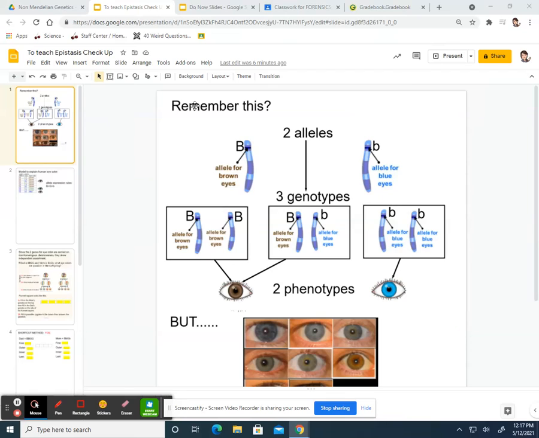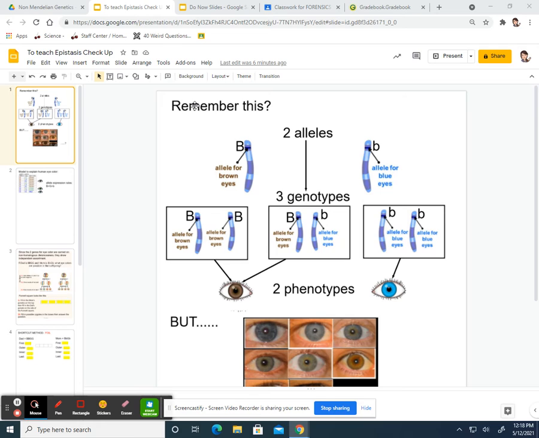Okay, guys, today we're going to look at something called epistasis, and this occurs when the expression of one gene is influenced or affected by the inheritance of one or multiple other genes. The two traits we're going to look at are eye color and hair color. So think back to the beginning of the unit.